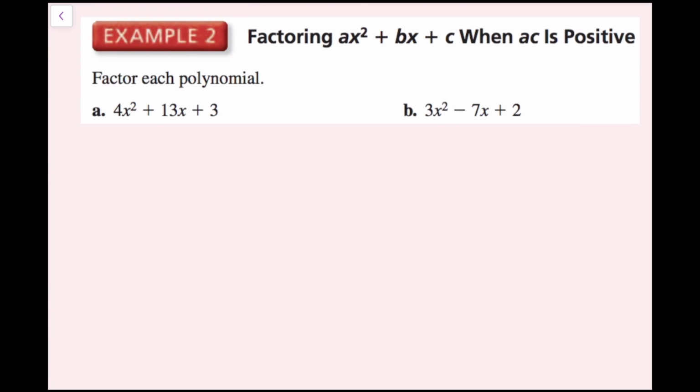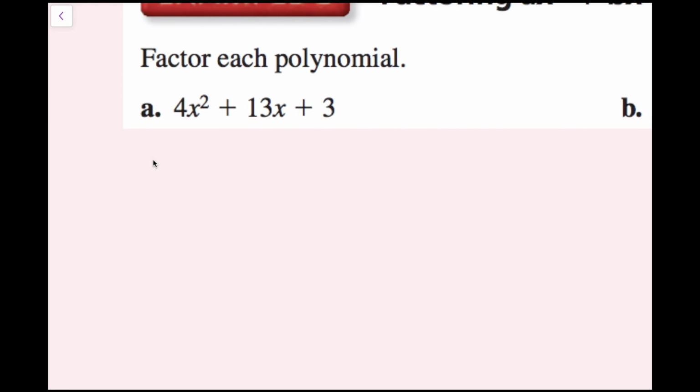So for example 2, we're going to factor each polynomial, and I'm going to zoom in on part A right now. I have 4x squared plus 13x plus 3. Well, if you remember what I just showed you, if I multiply my a value and my c value, that's going to be the same thing as all the numbers that I need multiplied together. So my ac value is very important here. That's going to be 12 because 4 times 3 is 12.